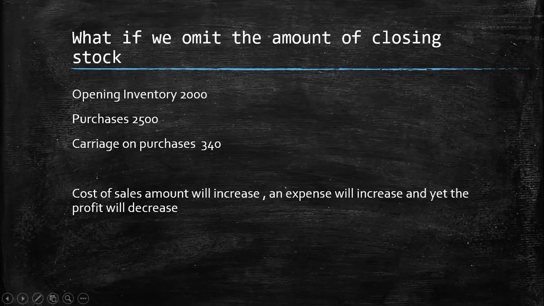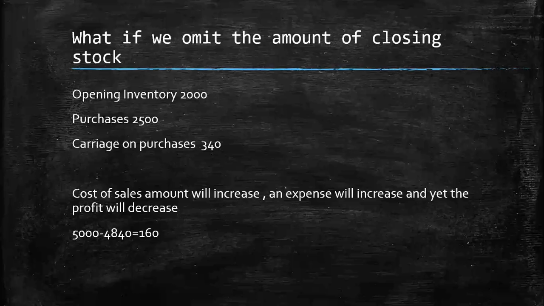Now, let's do the calculations. Can you see now that the profit had decreased? The cost of sales increased, which is an expense, and what happened to your profit? It decreased. So in this case, your cost of sales will amount to 4,840.